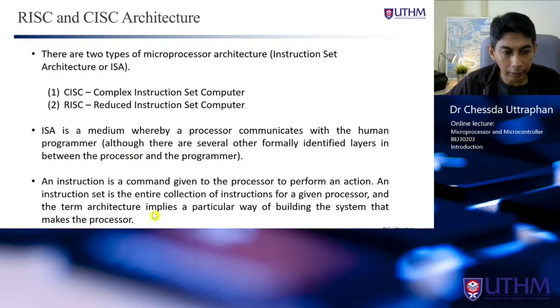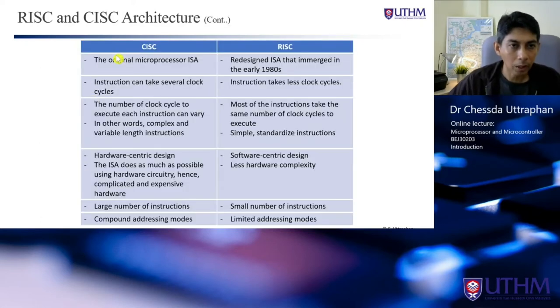And the term architecture implies a particular way of building the system that makes the processor. Although the processor concept is pretty much the same, the detail is different. For example, Intel and ARM, the architecture is quite different. And of course, if the architecture is different, the instruction set is also different. All right, so look at this. What are the differences between CISC and RISC?